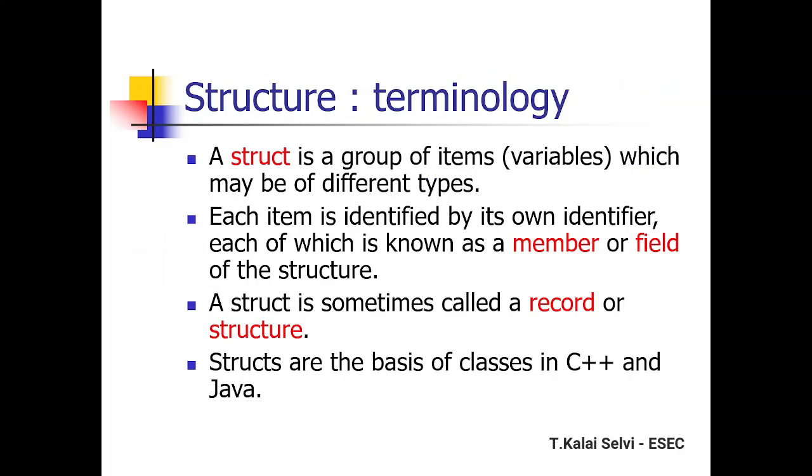Structure terminology. A struct is a group of items, that is variables, which may be of different types. Each item is identified by its own identifier, each of which is known as a member or field of the structure. A struct is sometimes called a record or structure. Structs are the basis of classes in C++ and Java.